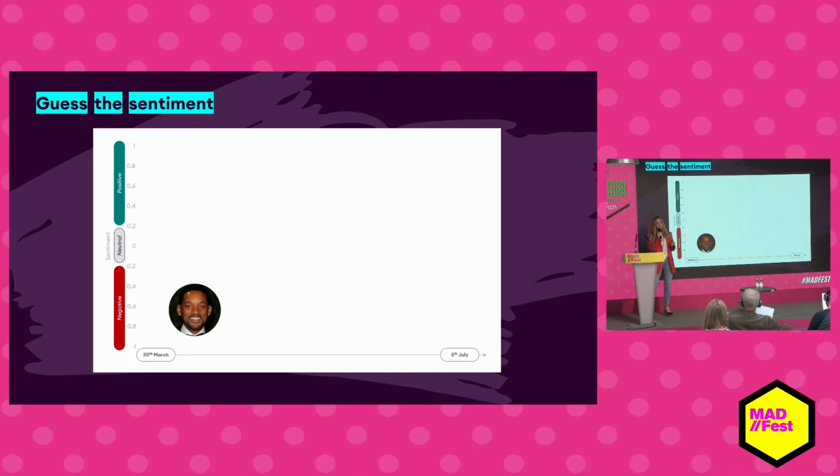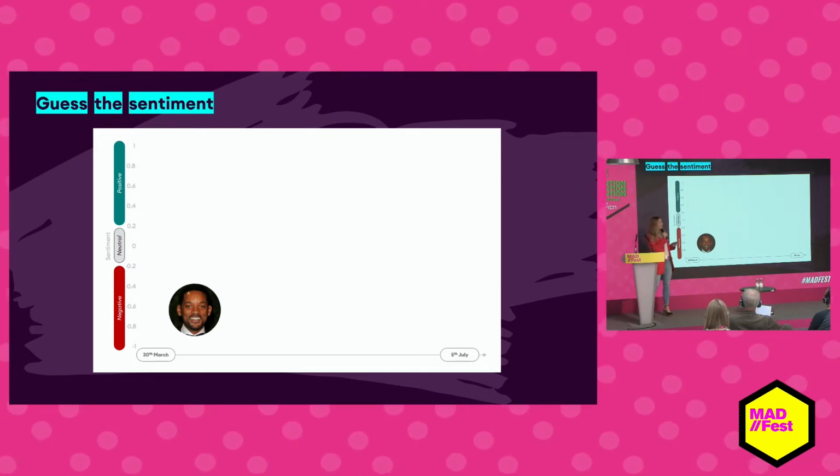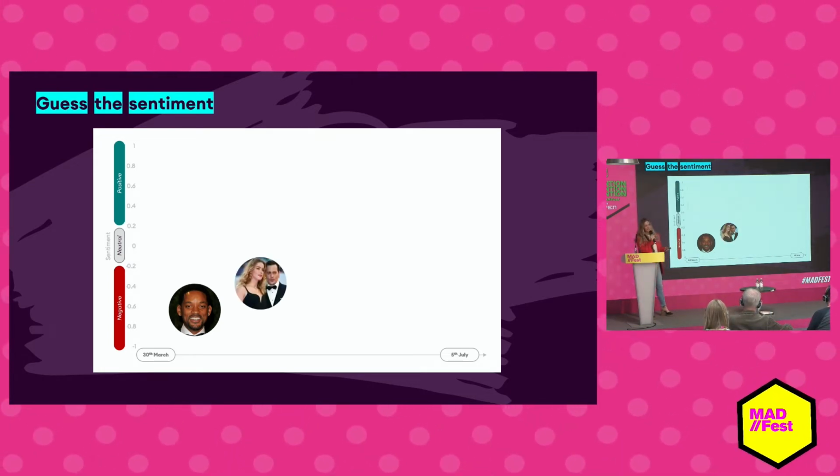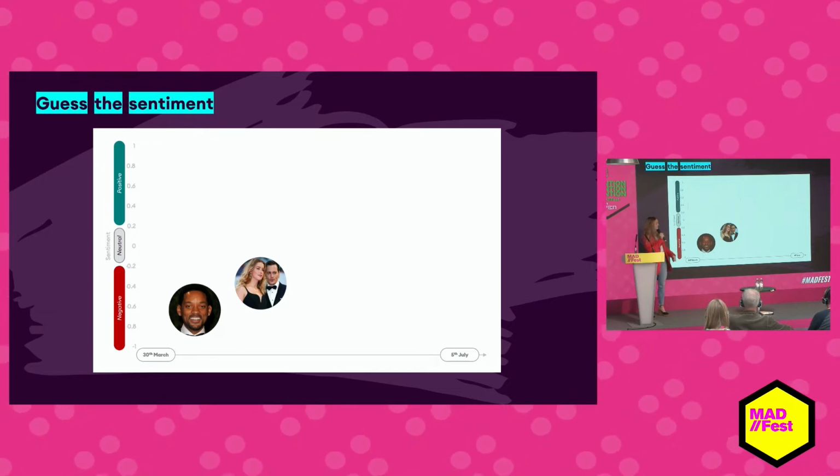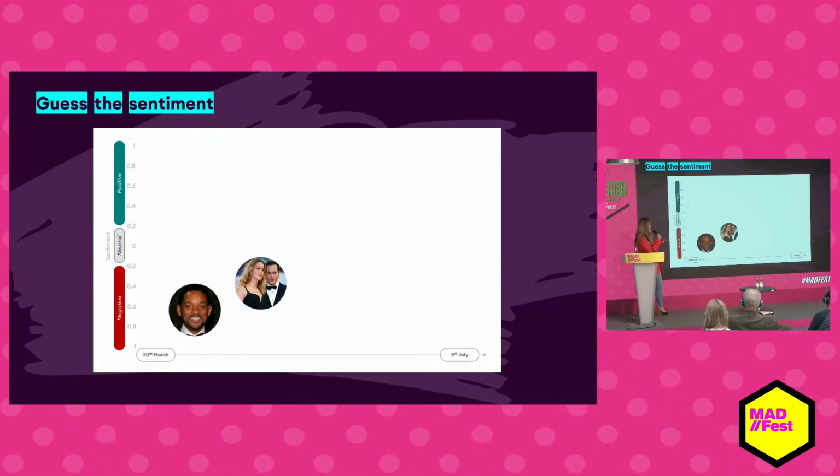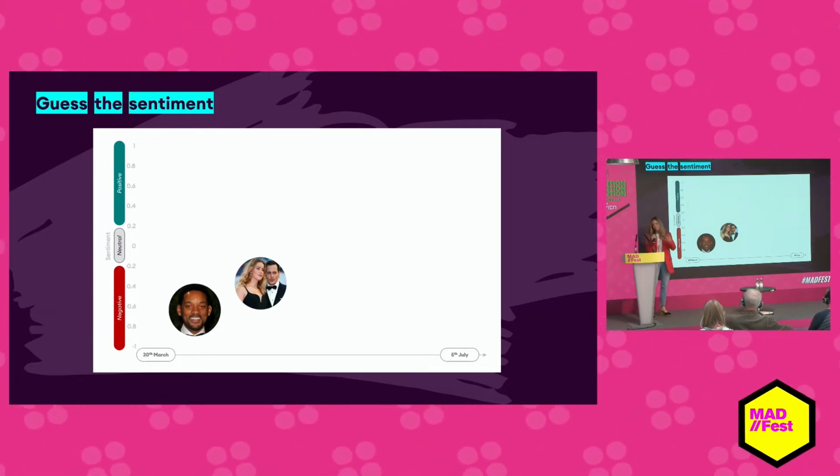Oh, we've got a mix, mostly saying lower. Okay. It was indeed higher, okay? So although we've seen a shift in sentiment, it wasn't quite as dramatic as the Will Smith altercation.